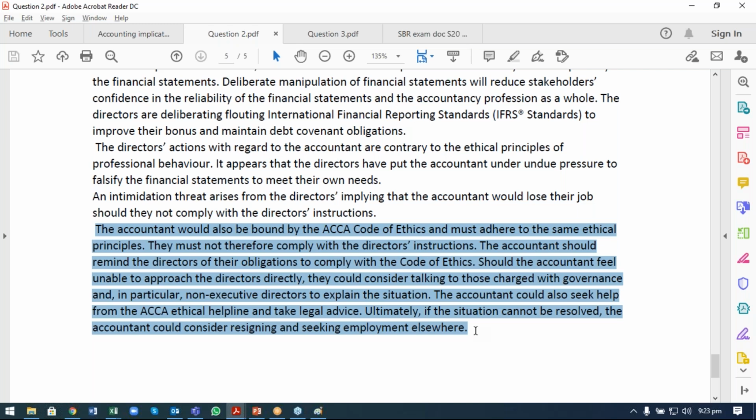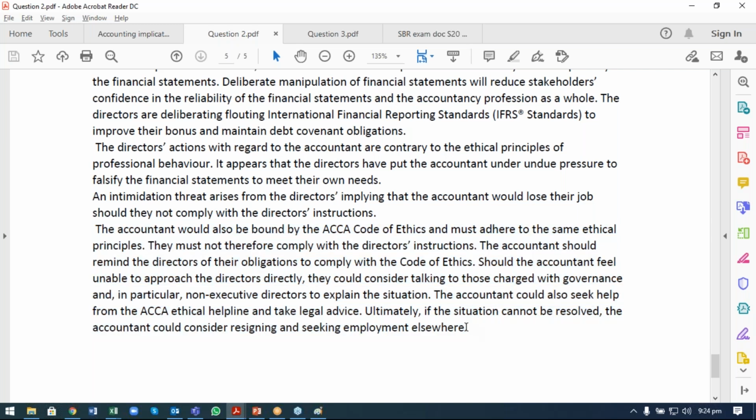Second thing, if the directors won't agree with your suggestion, then you can move to someone else, a supervisory board like the non-executive directors. If even the directors are not in a position to listen to you, then you can ask for help from the ACCA ethical helpline for some sort of legal advice. And if you find no solution, then it's far better for you to be a more ethical and more professional accountant, to maintain the credibility of this profession. You must consider resigning from this post, from this organization, from this job, and seeking another employment elsewhere, right? So that's how this paragraph always comes in.